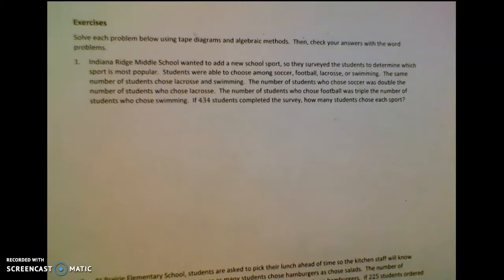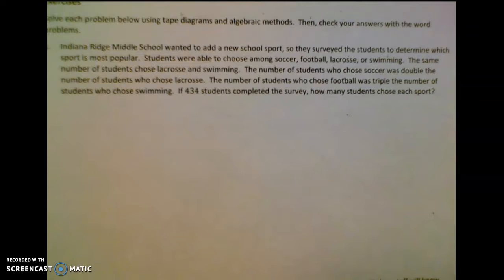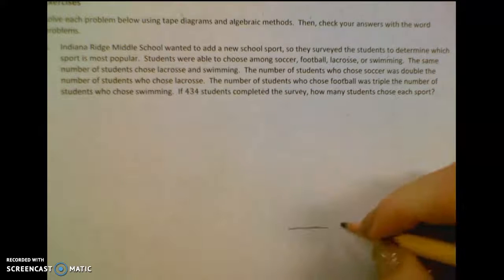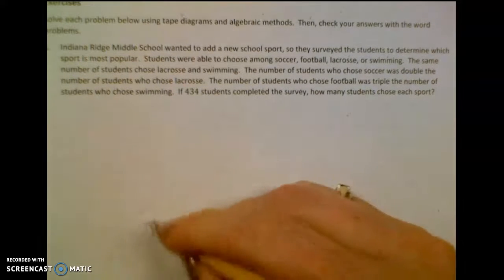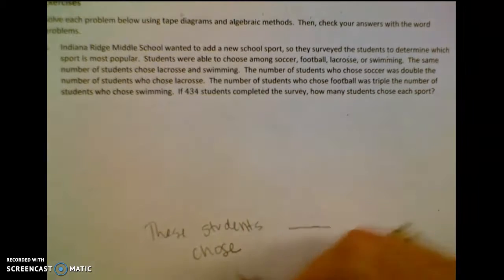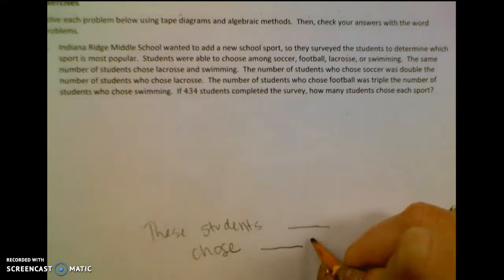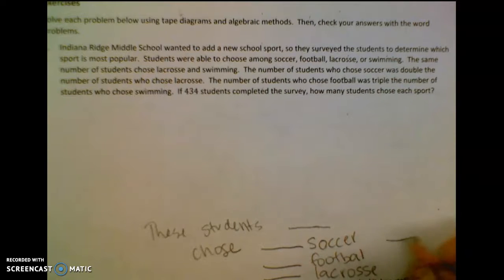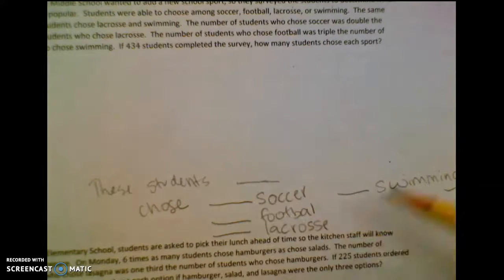So another strategy I want to remind you of is writing that answer statement to really determine what we have to answer. So we have to say how many chose each sport. So blank students chose: blank chose soccer, blank chose football, blank chose lacrosse, and blank chose swimming. So we know we have to come up with the numbers for each of these sports.